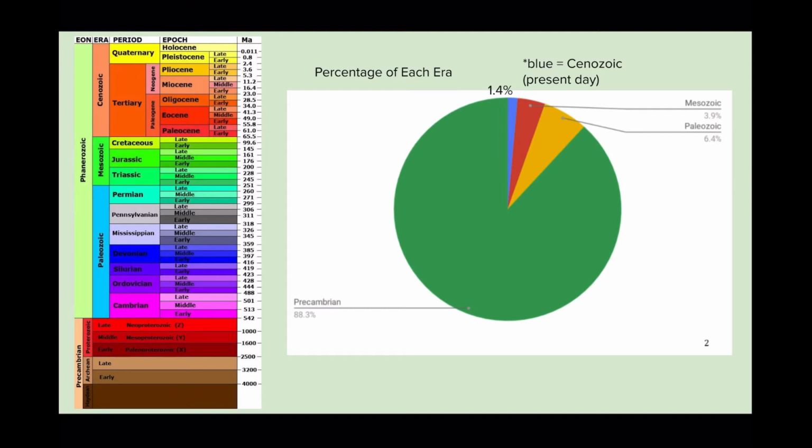The graph on the left shows the percentage of each era. The Precambrian takes up 88.3% of Earth's history. Paleozoic makes up 6.4% of Earth's history. Mesozoic is 3.9% of Earth's history, and the Cenozoic era, which is our present-day era, is only 1.4% of Earth's history.